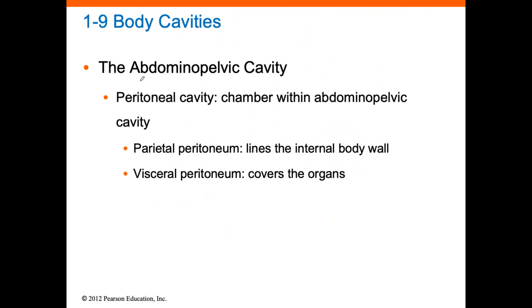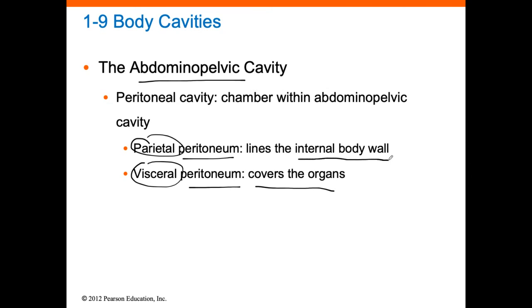Okay, now we're going to look at the abdominal pelvic cavity. And when we talk about the abdominal pelvic, we're going to hear the word peritoneum, but again, visceral or parietal peritoneum. The visceral peritoneum is going to cover the organs of the GI tract, and the parietal is going to line the internal body wall. It's going to be closer to the outside.